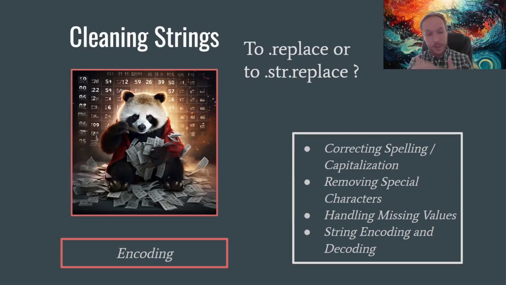Dot string replace is where you're replacing something inside of a string, so you have to go into the dot string sub library to get to the replace function that's specific for strings.